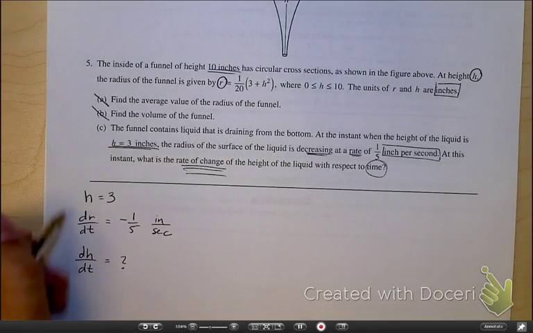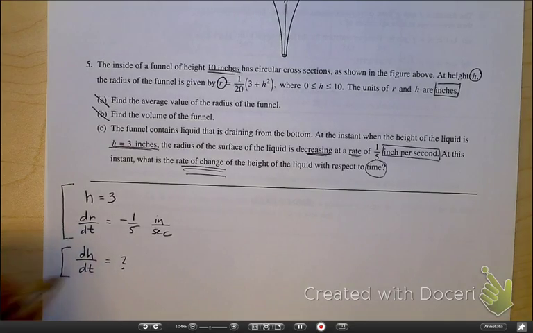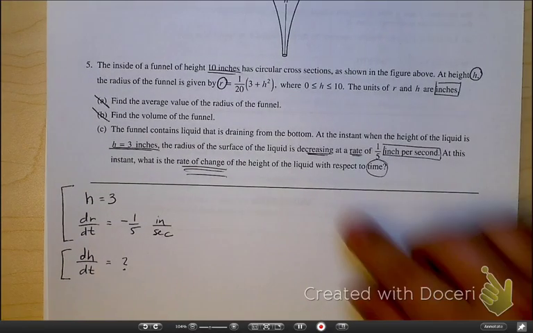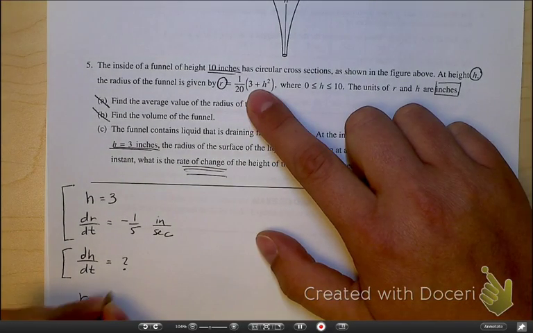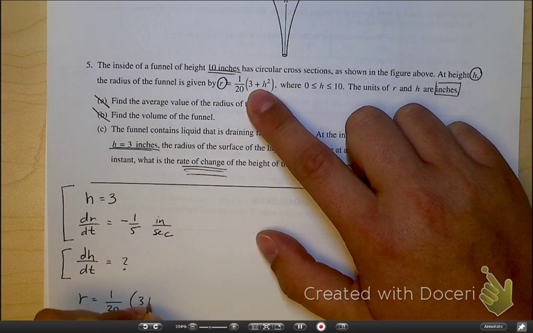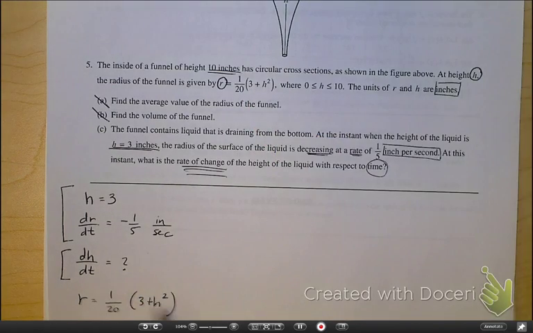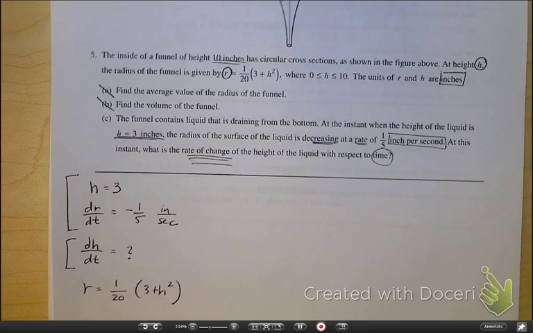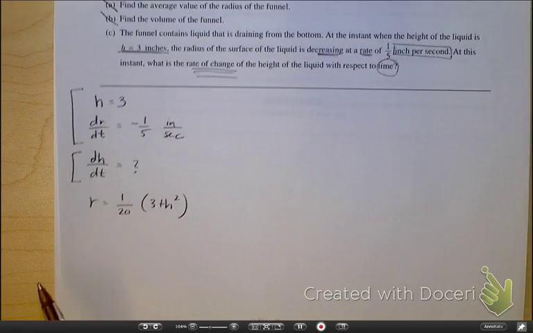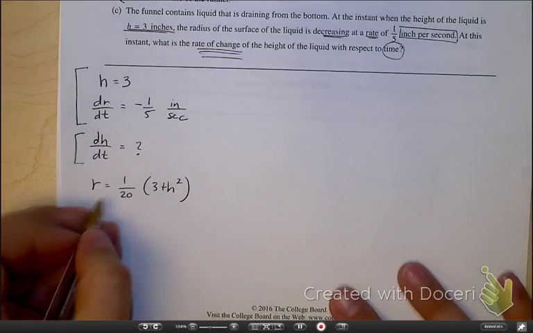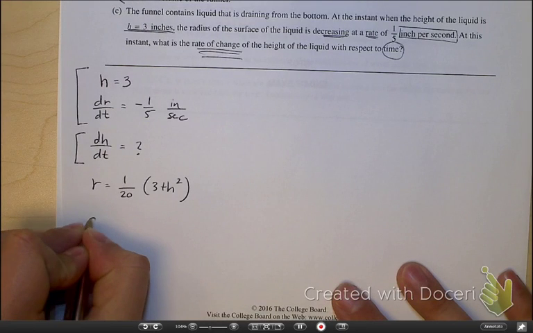So what is dh/dt with respect to time? So we have our givens. We have what we're looking for. We even have a function that relates all those things together. So we have r equals 1/20 times (3 plus h) squared. So we have a function that relates r and h. So we need to find the derivative of this, plug in what we know, and then solve for dh/dt. So the derivative of r is dr/dt.